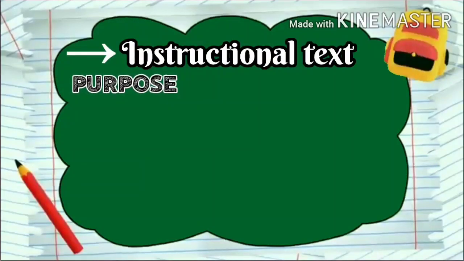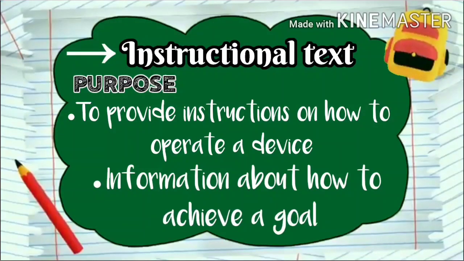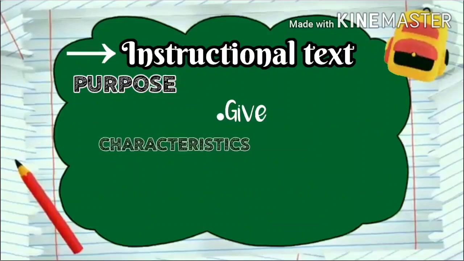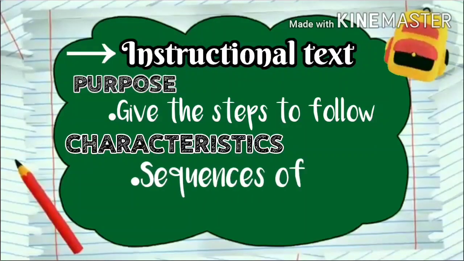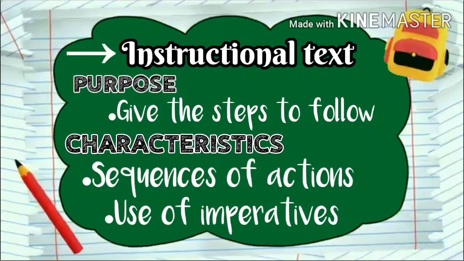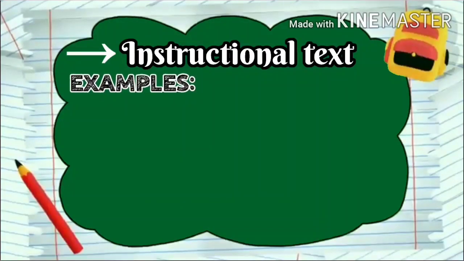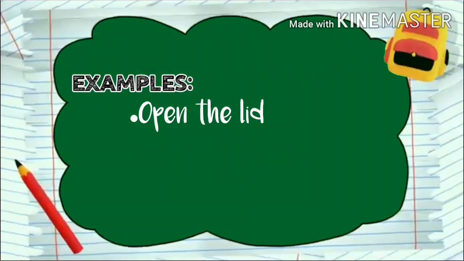Third one is the instructional text. Instructional text provides instructions on how to operate a device or to do something. It is information about how to achieve a goal. It gives us steps to follow, and its characteristics are, first, it has a sequence of actions. Second, its use of imperatives. Like, for example, open the lid, close the door.